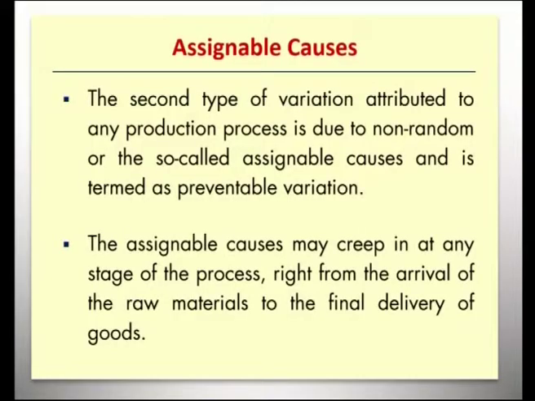The next cause of variation is assignable causes of variation. The second type of variation attributed to any production process is due to non-random or the so called assignable causes and is termed as preventable variation. When these causes of variation are present, then they must be eliminated. The assignable causes may creep in at any stage of a process right from the arrival of the raw materials to the final delivery of goods. This has to be eliminated, and it can be eliminated.